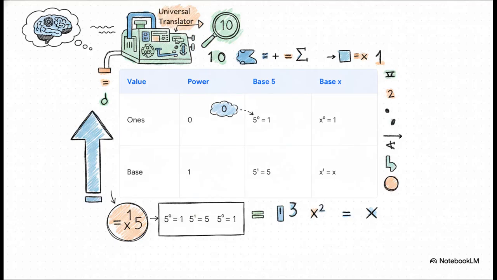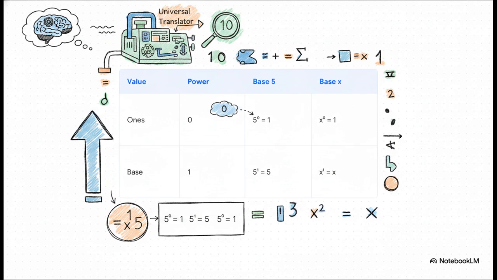Okay, so to actually solve equations with different bases, we need a universal translator. And for us, that's base 10, our standard everyday counting system. Looking at our conversion framework, we always use powers starting from 0 on the far right and increasing as we move to the left. In that ones column, the power is 0. In base 5, 5 to the power of 0 equals 1. And in base x, x to the power of 0 also equals 1. Remember, anything to the power of 0 is 1, always.